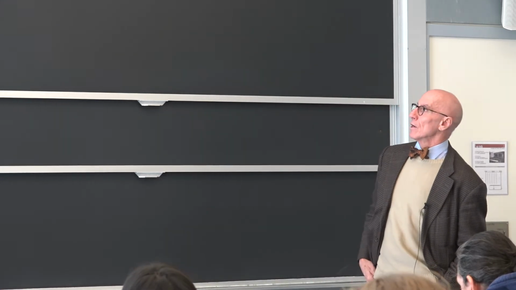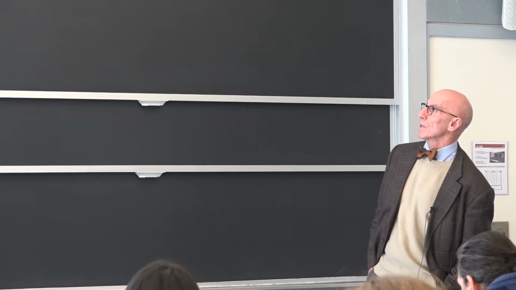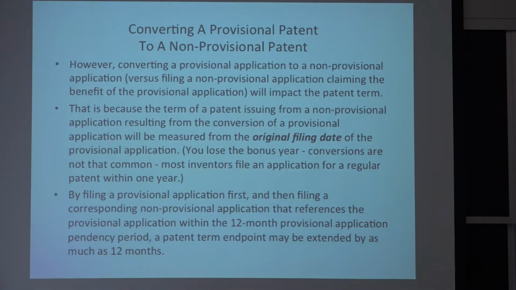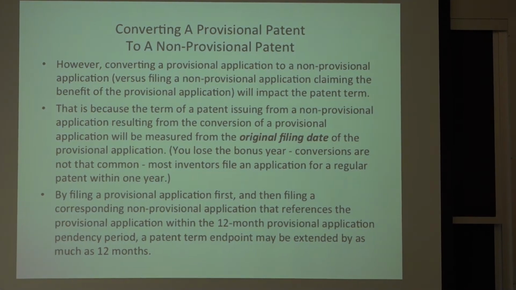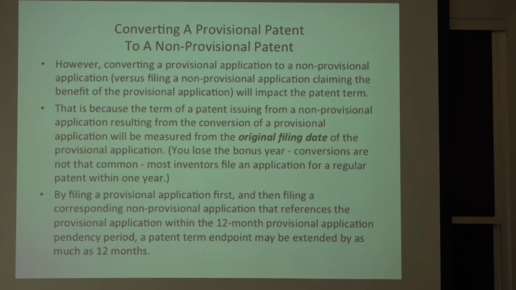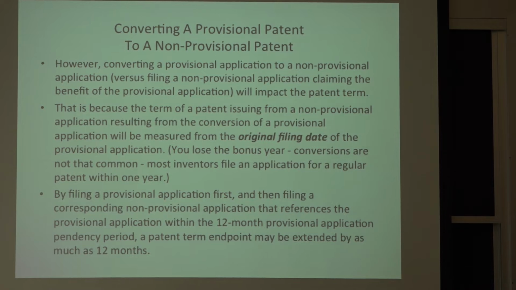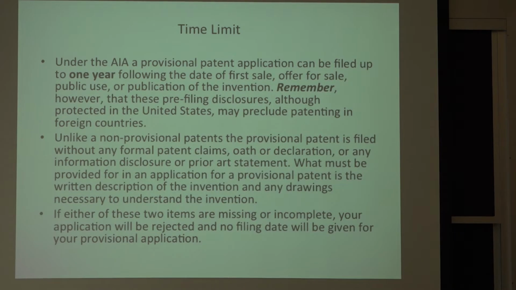Because the term of a patent issuing from a non-provisional application resulting from the conversion of a provisional will be measured from the original filing date of the provisional application. Because of that, it's basically a disadvantage. You lose that year. So by filing a provisional application first and then filing a corresponding non-provisional application that references the provisional application within the 12-month period, a patent term endpoint may be extended by as much as 12 months. So it's basically a way of getting a 21-year protection for your invention.